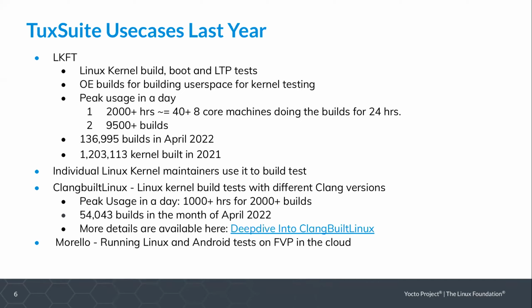Another project is Clang-built Linux, which is around building Linux kernel with different Clang toolchains and tracking the Clang toolchains performance against Linux kernel. They use TuxSuite completely for all their builds. Their peak usage is around 1,000 hours, which maps to around 2,000 builds. For the last month, they've done around 54,000 kernel builds.